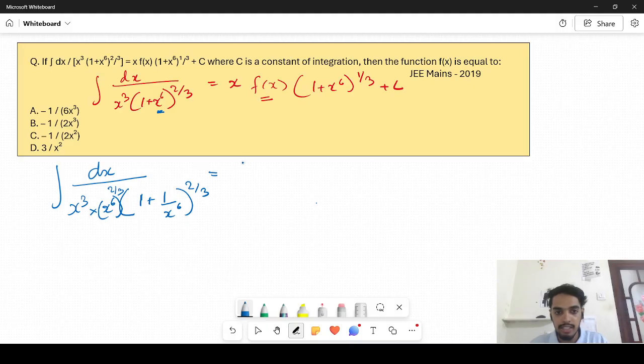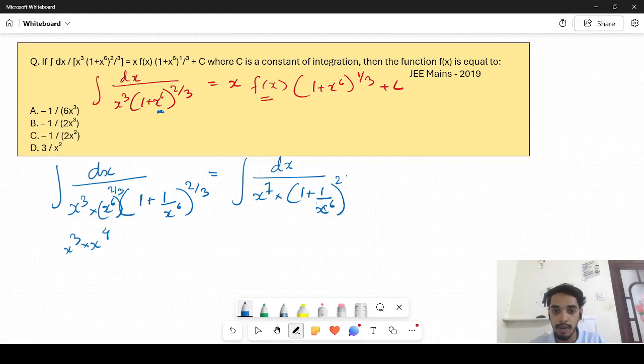Fine so far. Let me rearrange and simplify this. (x⁶) whole power 2 by 3 means x⁴, so x⁴ into x³, which is x^(3+4), x⁷, into (1 + 1/x⁶) whole power 2 by 3.